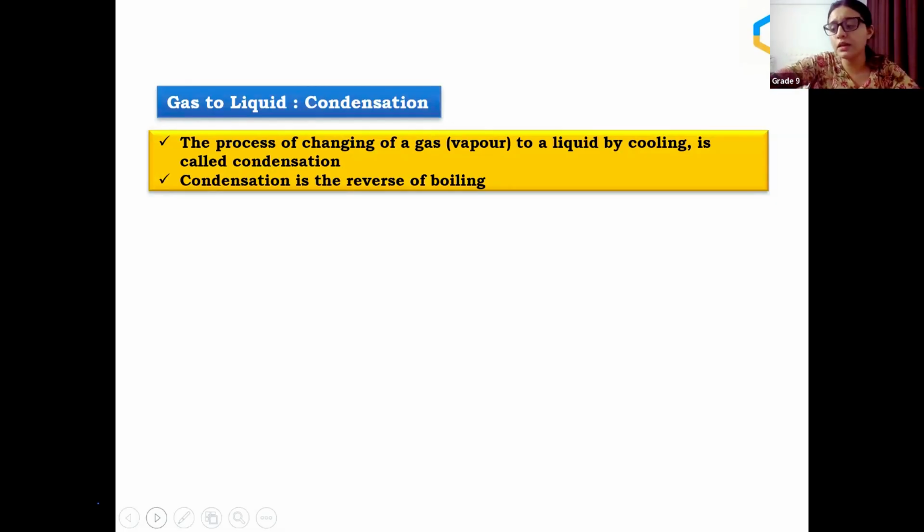I told you just now that temperature is inversely proportional to pressure. So we want to reverse the boiling now. What will we do in terms of pressure?